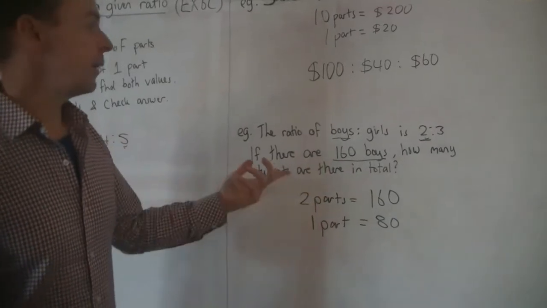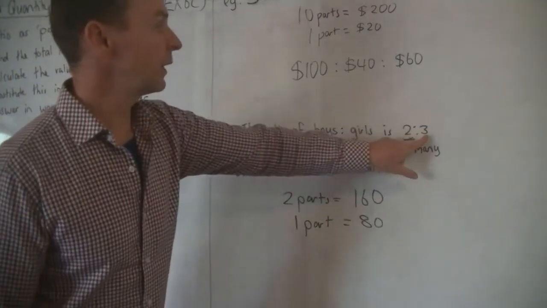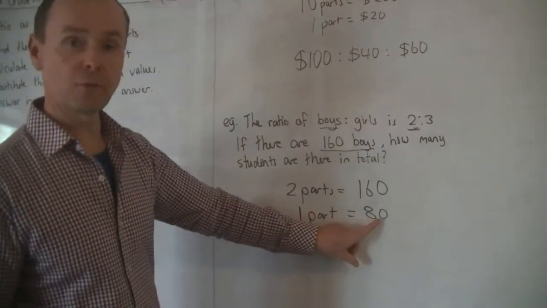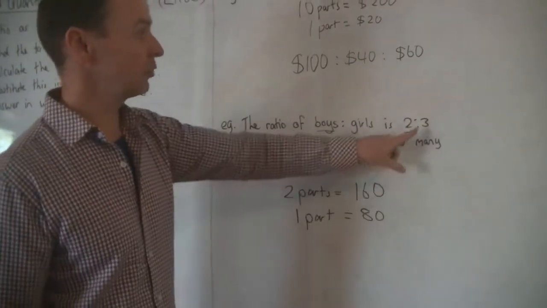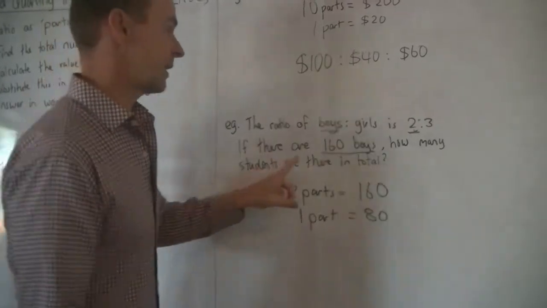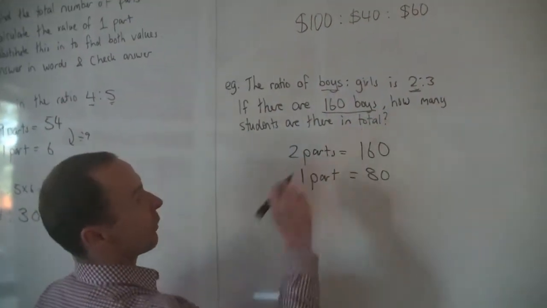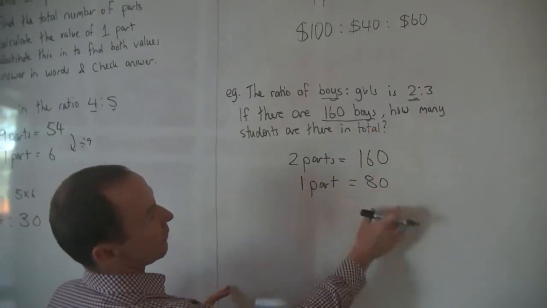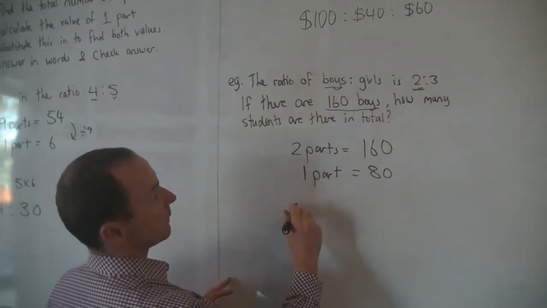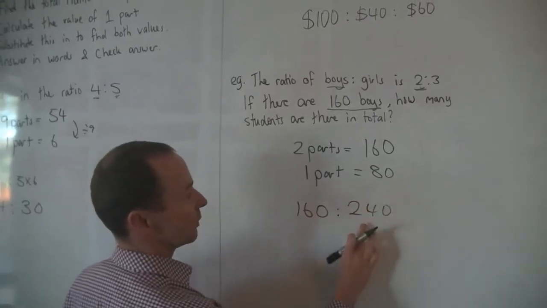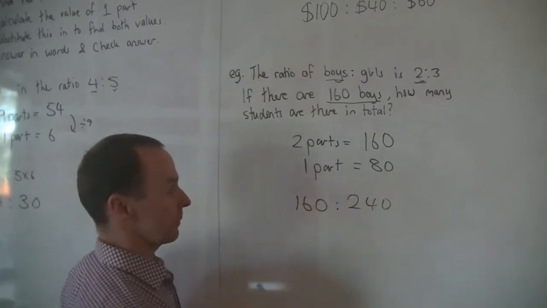So now we can answer any questions we want. We can work out the number of girls. There's 3 parts of girls. So 3 8s are 24, so 240. It'd be 240 girls. But it doesn't ask that. It says, how many students are there in total? I'm actually going to write the ratio out. So we know that there's 160 boys and 240 girls.